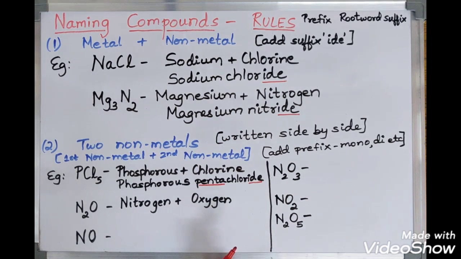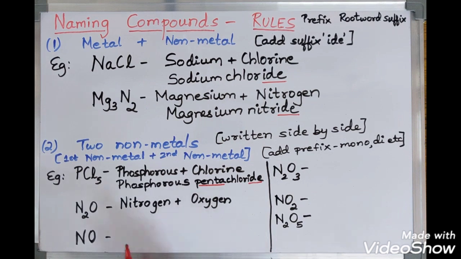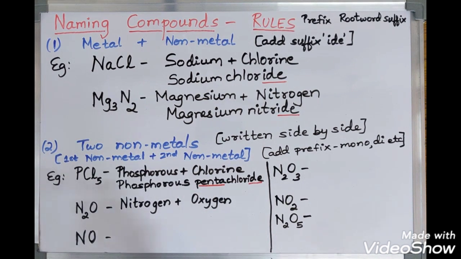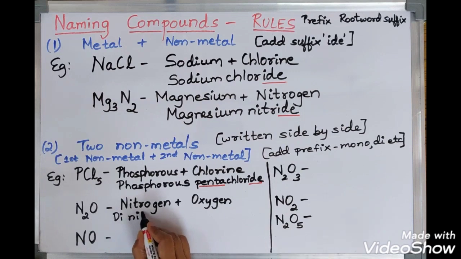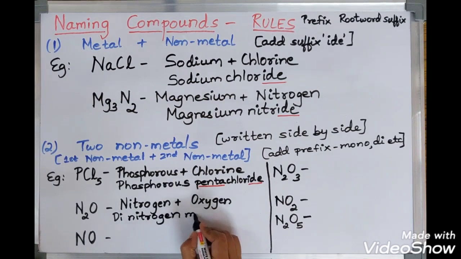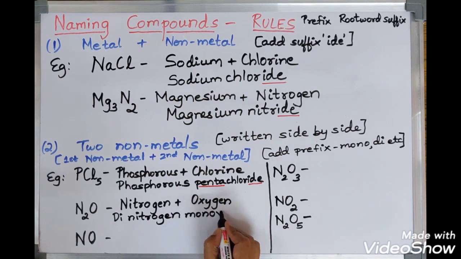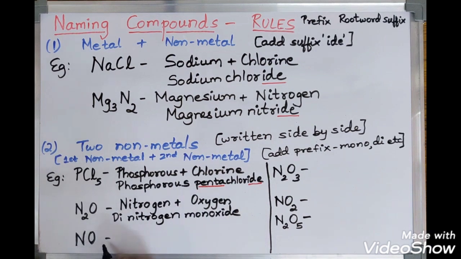Now we will learn about the oxides of nitrogen. The first oxide, N2O. Here we have nitrogen plus oxygen. Now we will write the formula. Because there are 2 atoms of nitrogen, for 2 the prefix is di. Dinitrogen. You can either write only oxide or monoxide. Both are correct. Then NO.